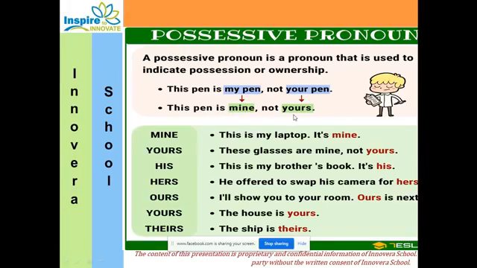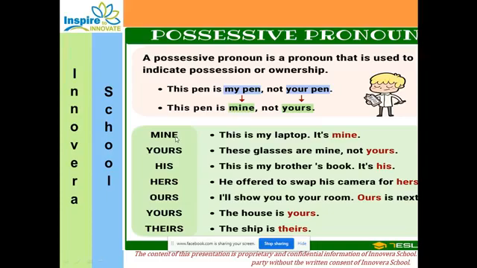Again and again he is not repeating the word pen. So he is using mine instead of my pen and yours instead of your pen. Is it clear, children? Example. See now, for each one of the possessive pronouns, they have told how to make the correct sentence. Okay, this is very necessary, children.